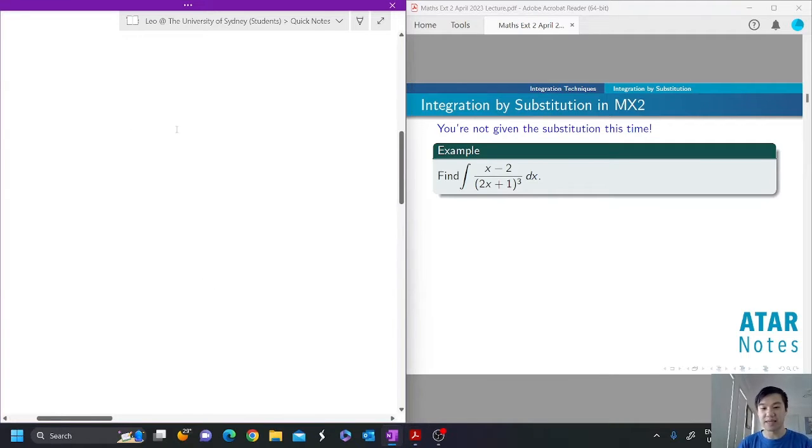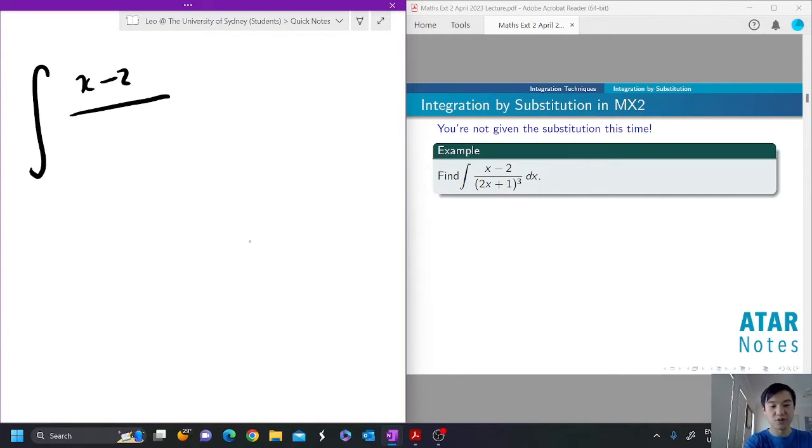So if they tell you to just find the integral of x minus 2 over 2x plus 1 over 3 dx, the important thing to keep in mind is that it's not often the case where there's only one substitution you can do which will get you the right answer. A lot of the times there are multiple substitutions that will end up with the same result.